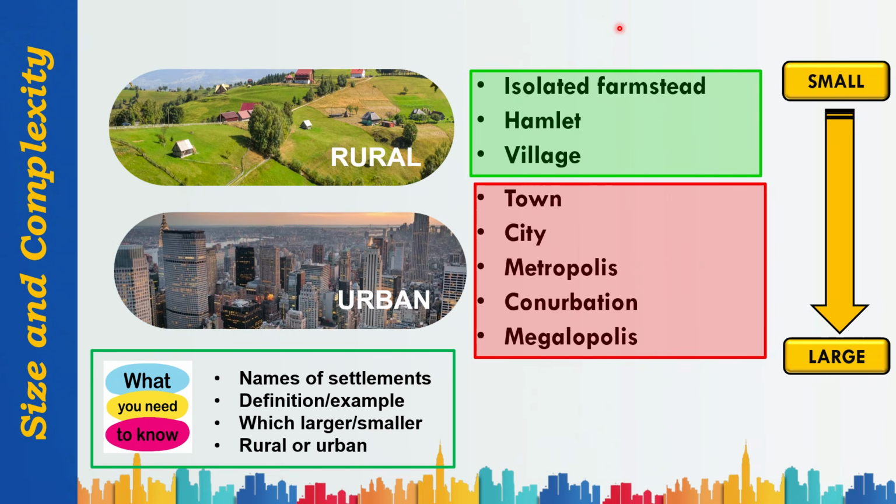Then our largest settlement, sorry, the megalopolis. This is a gigantic urban area that forms when many conurbations join. When many what? Conurbations join. Example, overseas, Boston, New York, and Washington. Those are gigantic, very big urban areas that join together and form many conurbations. That's a megalopolis, the largest urban area.